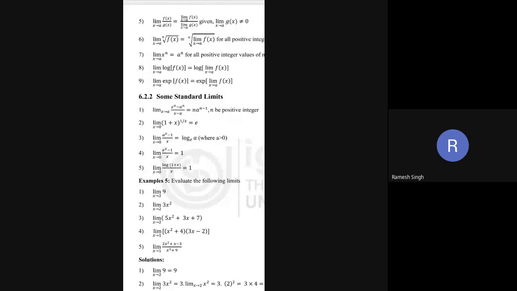E is the exponential. Then the limit as x tends to 0 of a to the power x minus 1 by x is log a to the base e, the direct answer. Here a is a constant. Similarly, the limit as x tends to 0 of e to the power x minus 1 by x is directly the value. Then the limit as x tends to 0 of log of 1 plus x by x is equal to 0.